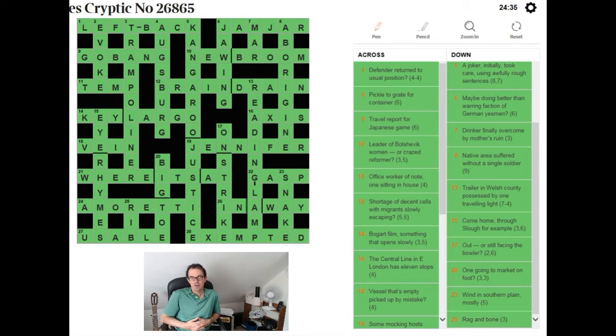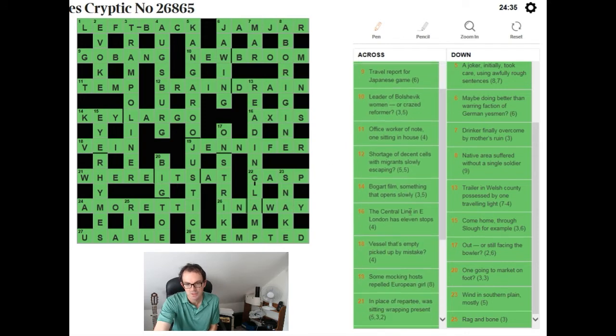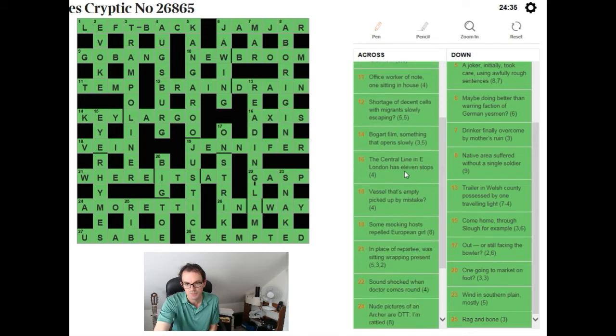Almost every clue requires a lot of careful consideration. And there is, I think, one of the best clues I've seen this year in this puzzle. So we'll start with that, just because it's a beautiful, beautiful clue.